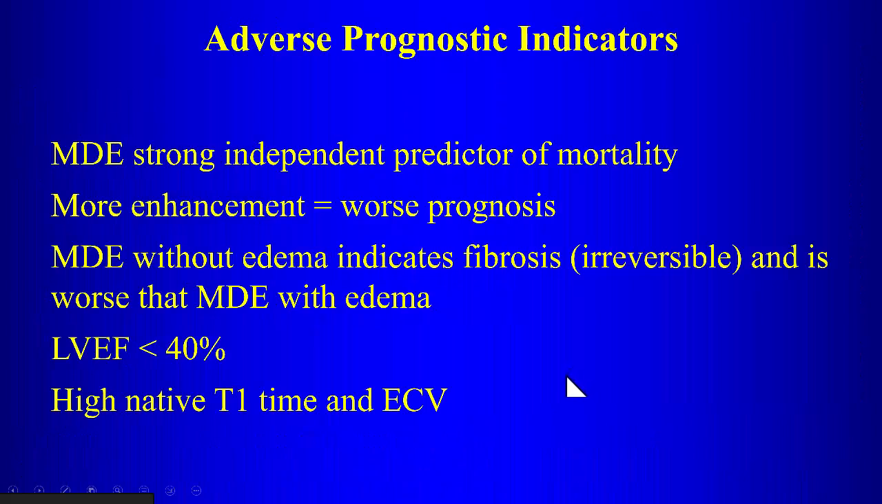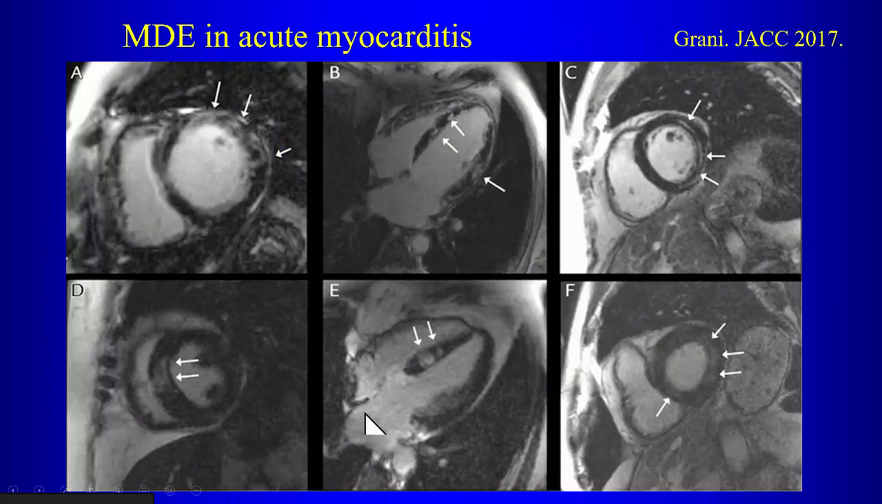The adverse prognostic indicators: the extent of myocardial enhancement, the more enhancement you have, the worse the prognosis. MDE without edema usually is worse because that indicates that there's fibrosis there. It's worse than MDE with edema. And if the ejection fraction is low, of course, that's also a bad prognostic indicator. And high native T1 times and extracellular volume fraction are all indications of fibrosis and are bad for prognosis.